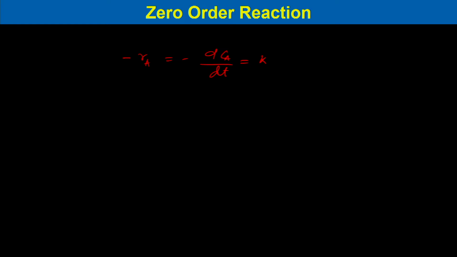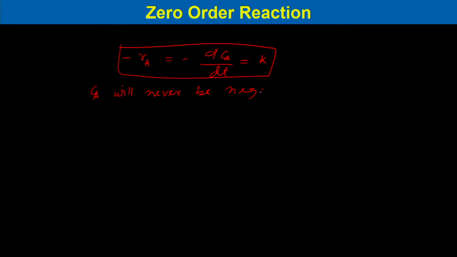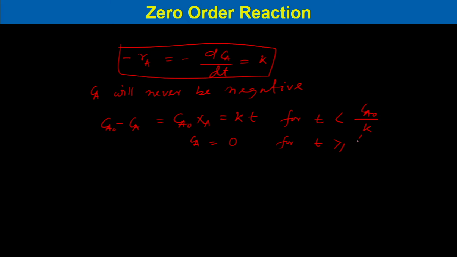Now, if we integrate this rate expression and we note that the concentration C_A will never be negative, in that case we would obtain C_A0 minus C_A, which is equal to C_A0 X_A, which is equal to kt for t less than C_A0 by k, and C_A would be 0 for t greater than or equal to C_A0 by k.